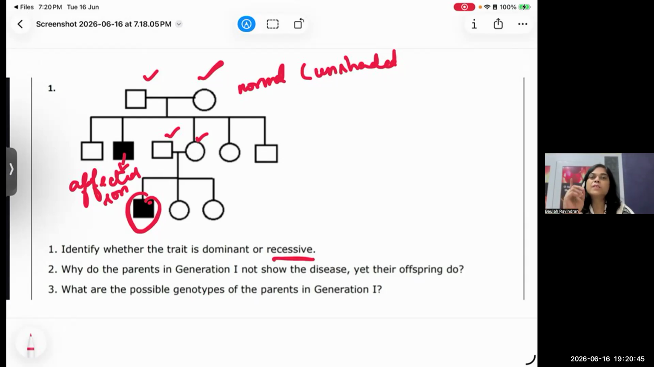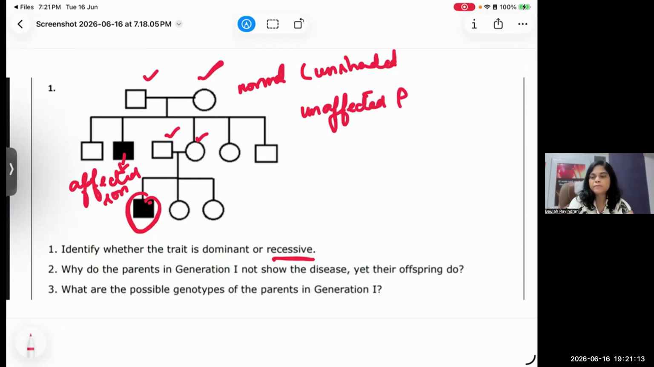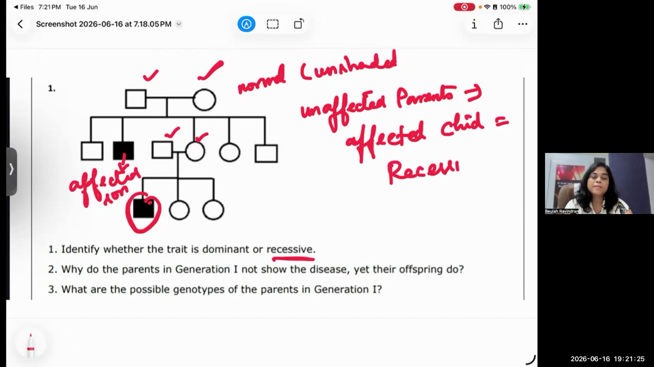So this is the first logic rule I will give you. Just make a note of this. Unaffected parents, keep this in your long-term memory. You can use this generation skipping. It will take at least half a minute to solve all these questions. So unaffected parents, make a note of this. Unaffected parents, affected child. This is called recessive. It is equal to recessive. So what is the next question?